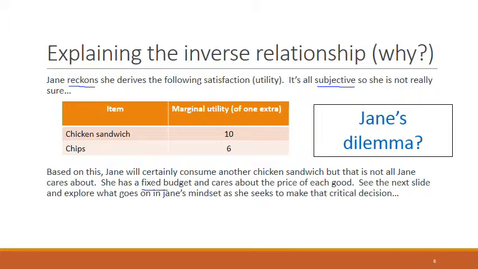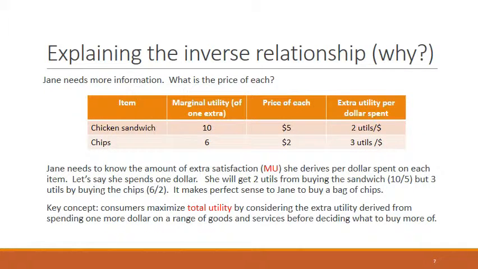We assume that she has a fixed budget, and she's going to spend the whole budget on her consumption, and she does care about the price of each good. Let's see the next few slides now to see what goes on in her mindset. How does she make that decision using the theory of marginal utility? Well, in economics we assume that she considers two things: the extra satisfaction, and that's marginal utility as seen in the previous slide, the same values, 10 and 6.